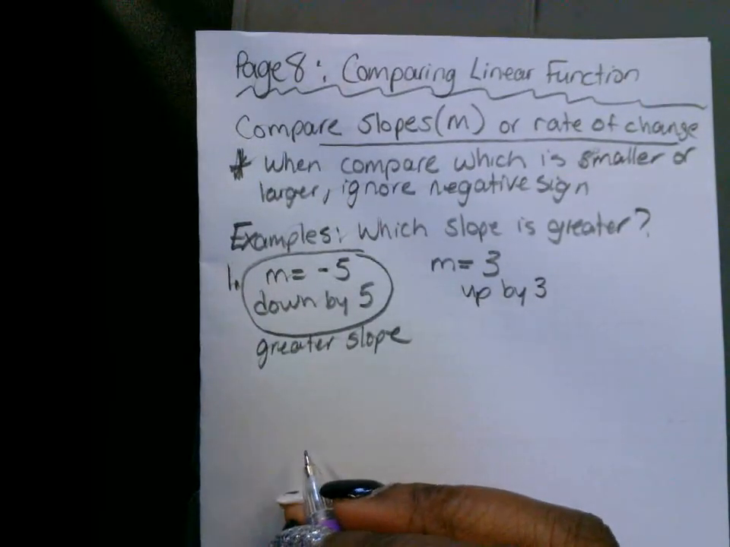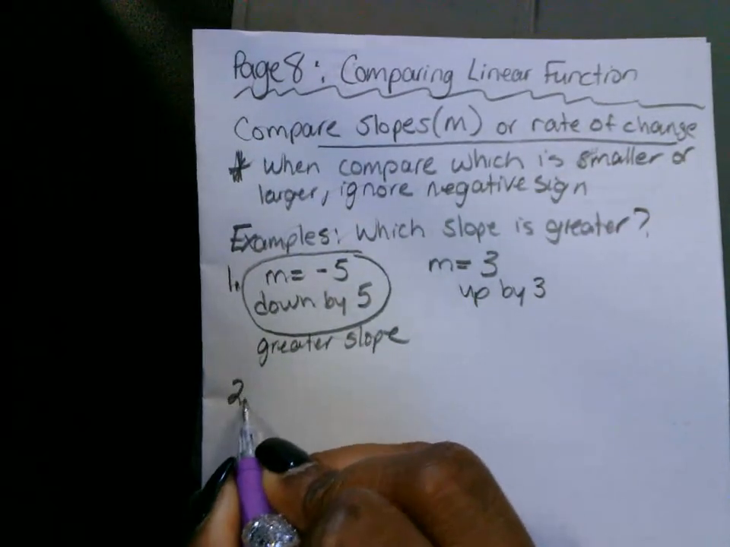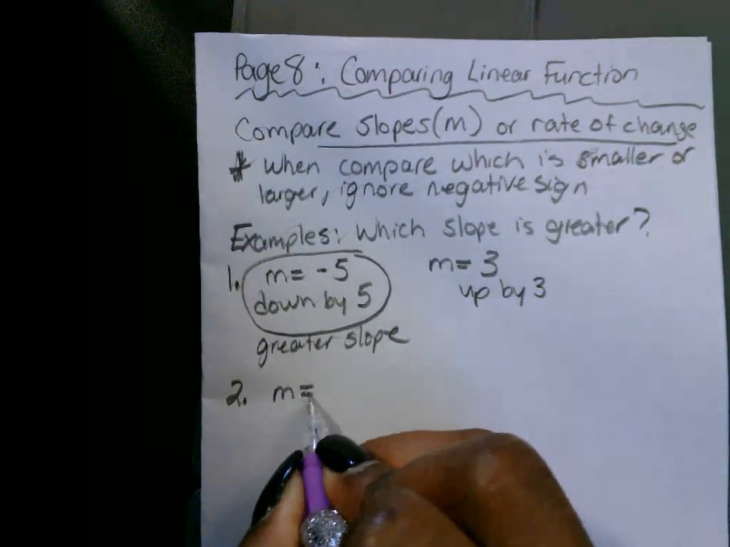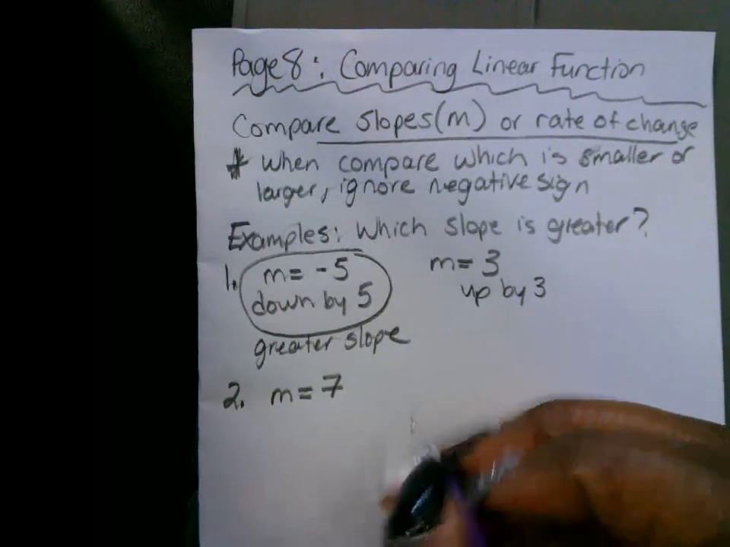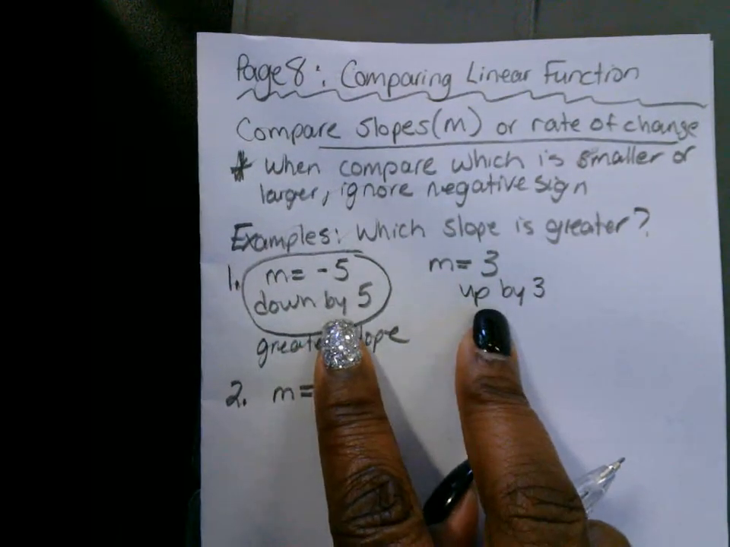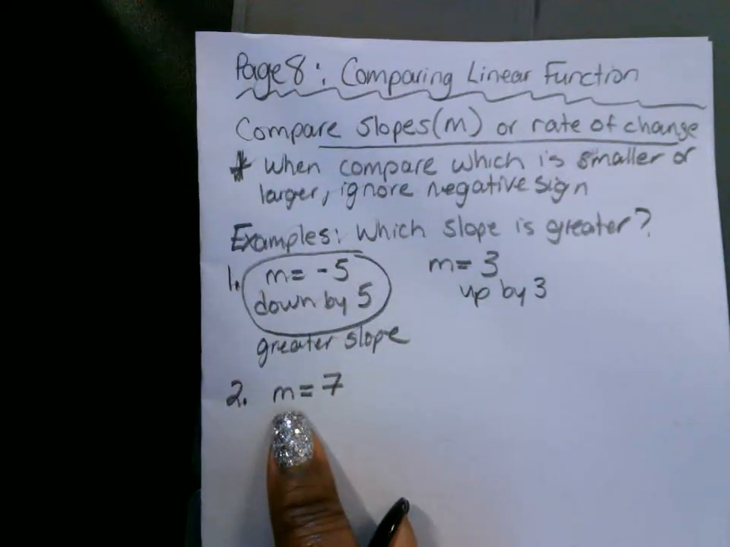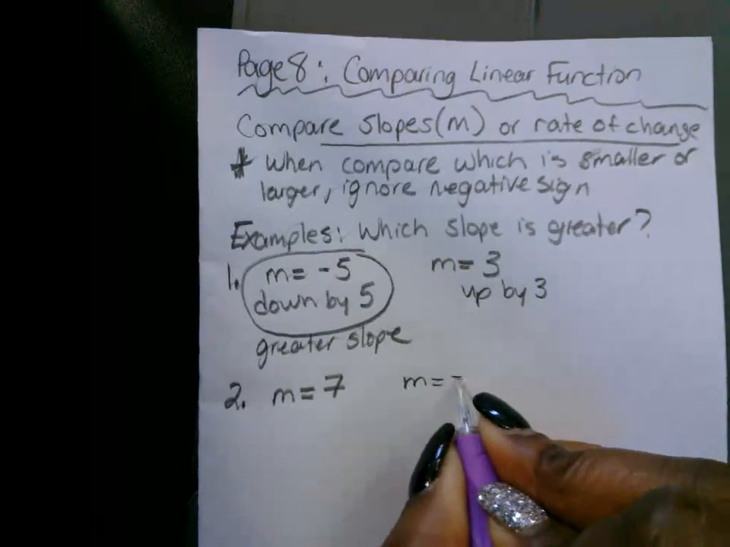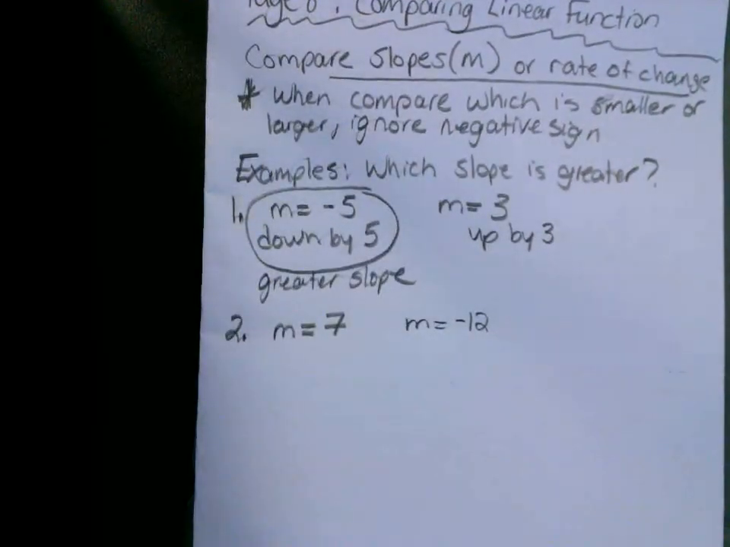Any questions so far? Let's see if you can do number 2. Which one of these has the greater slope? Circle the answer you think it is. Write what the meaning is, just as I've done here, and then circle the correct answer. The first function has a slope of 7, and the second function has a slope of negative 12. I'm going to pause to see what we come up with, okay?